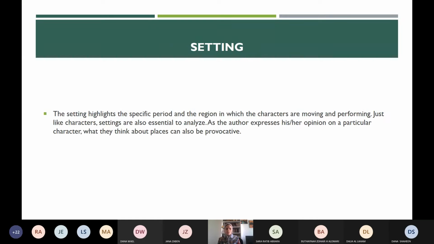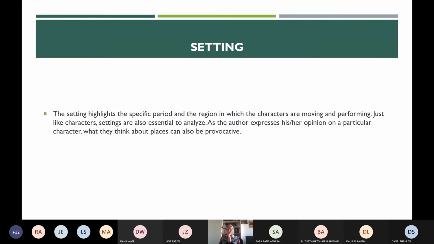Then setting. Okay. The setting highlights the specific period and the region in which the characters are moving and performing. Just like characters, settings are also essential to analyze. As the author expresses his or her opinion on a particular character, what they think about places can also be provocative. So the setting is very important to be mentioned.